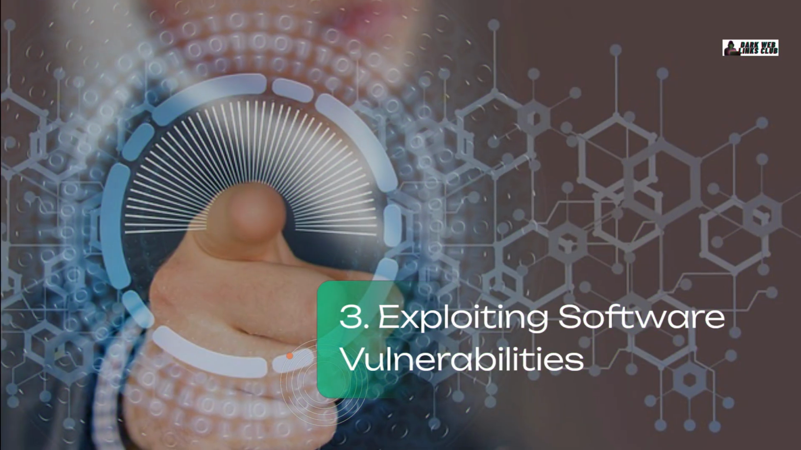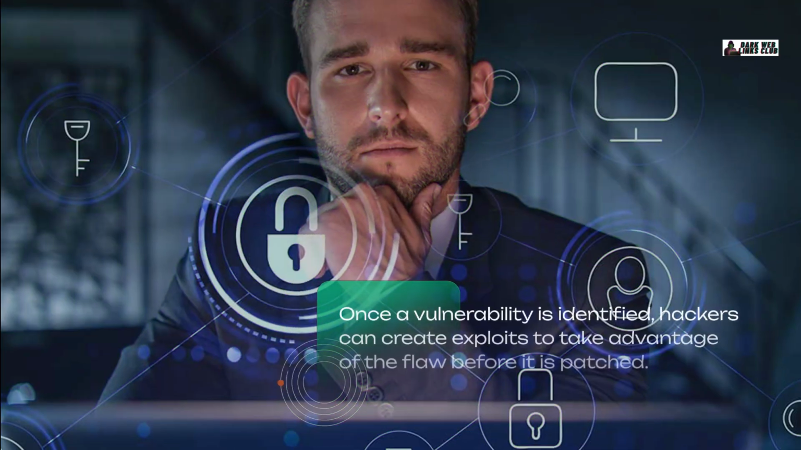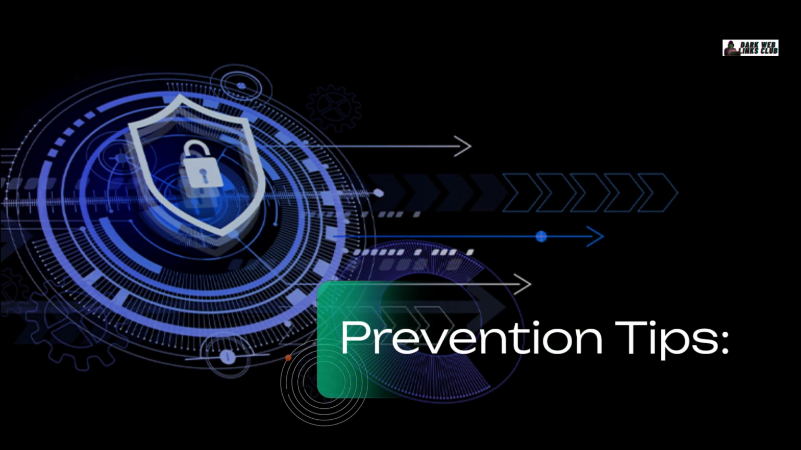3. Exploiting software vulnerabilities. Hackers often target unpatched software vulnerabilities, also known as zero-day exploits. These vulnerabilities exist because of flaws or bugs in software that have not yet been discovered or fixed by the developer. Once a vulnerability is identified, hackers can create exploits to take advantage of the flaw before it is patched. Prevention tips.